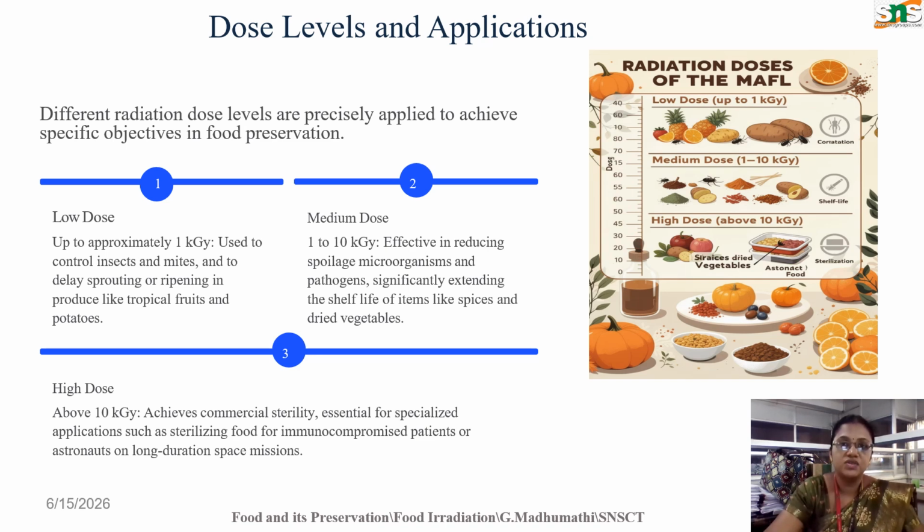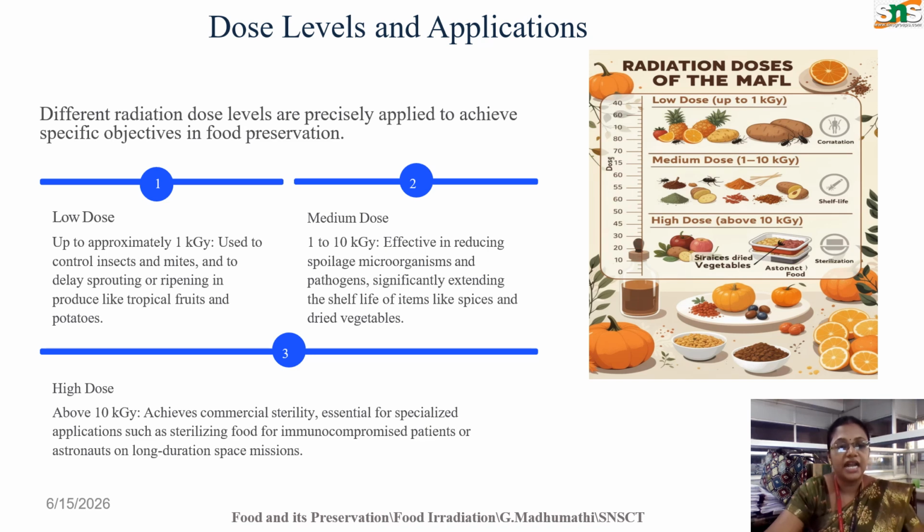A low dose is used to inactivate insects and mites, and also to delay the sprouting process in fruits or vegetables, or to delay the ripening process in tropical fruits and fiber crops. The medium dose varies between 1 to 10 kilogray. Here it is more effective in reducing microorganisms and pathogens, which significantly helps to extend the shelf life of items like vegetables, fruits, or spices.